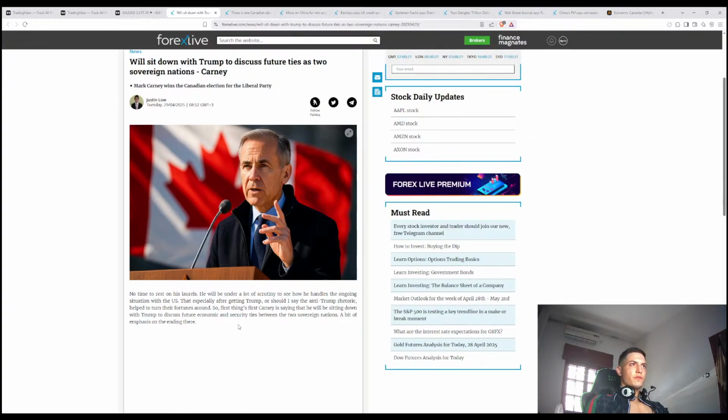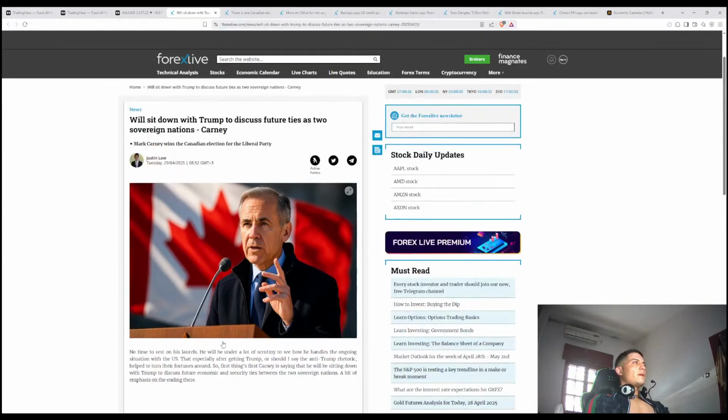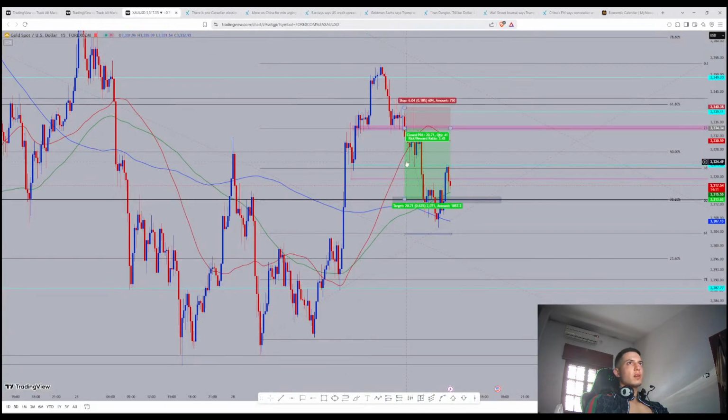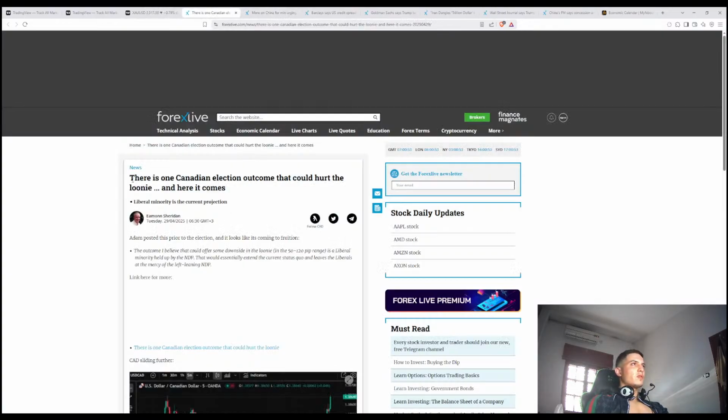So first things first, Carney is saying that he will be sitting down with Trump to discuss future economic and security ties between the two sovereign nations, a bit of emphasis on the ending. So it seems like he's stepping in with the right foot, as we say. He's being friendly with Trump, which is kind of good. Lowers tensions a bit, which, I mean, we've kind of seen some downwards movement, but it wasn't only because of it.